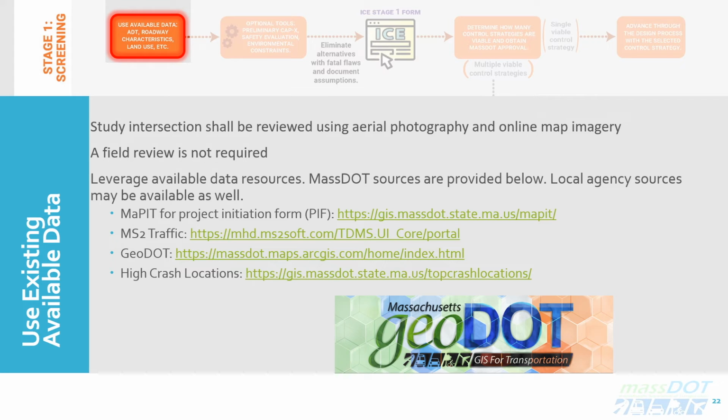The high crash location map from MassDOT provides a visual representation of high crash locations for use in answering the applicability question. Use these portals as a first stop in collecting and reviewing existing roadway data. It is important to note that these data sets are not accurate enough to be relied upon for design and will need to be verified using other methods.